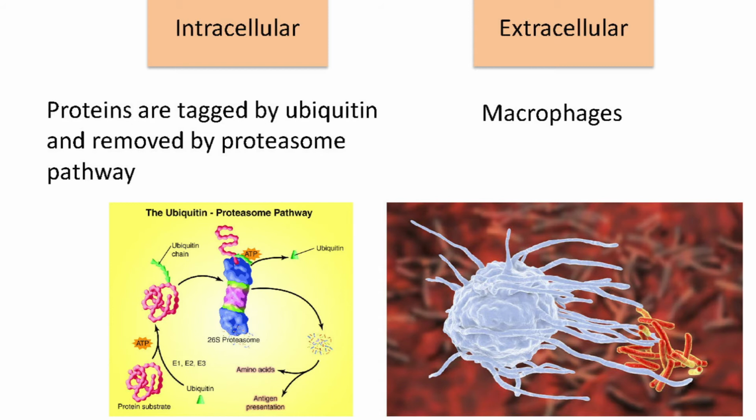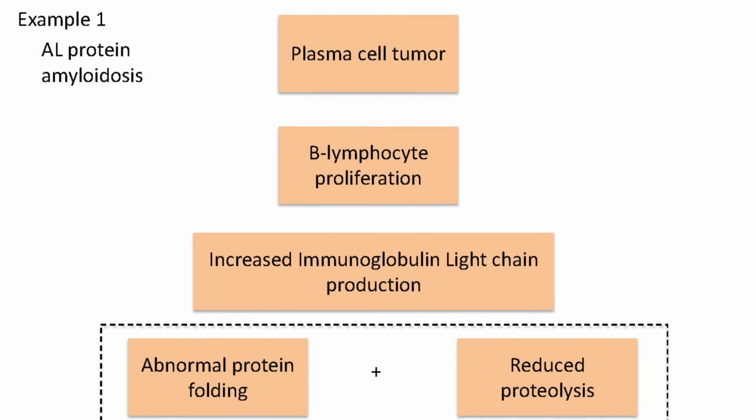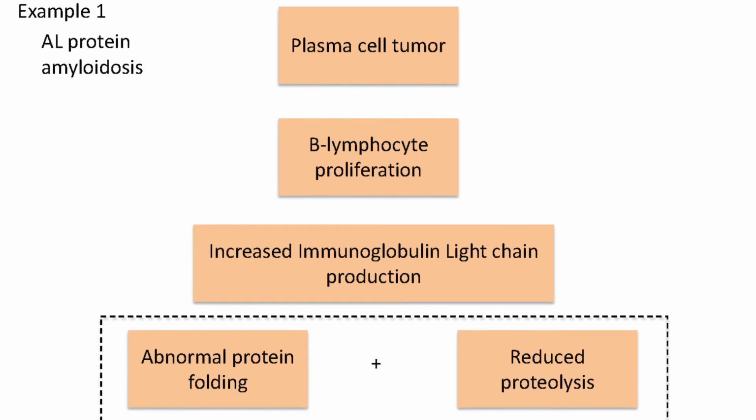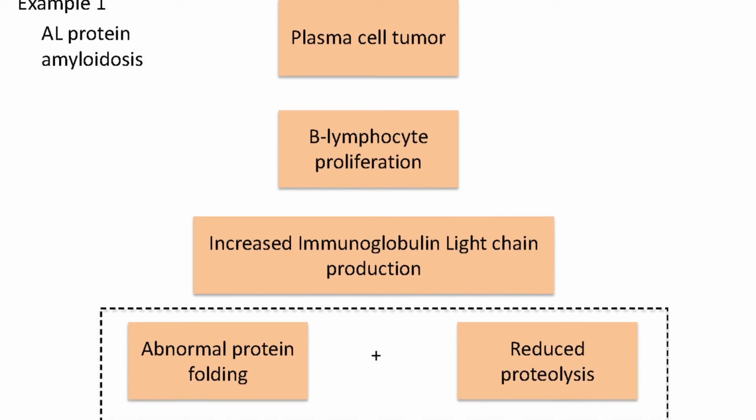The second way is that if the deposits are found outside the cell, then the system can recruit professional phagocytes like macrophage cells, which can come to the site and eat up these misfolded proteins. So these are the 2 quality control mechanisms adopted by the body in order to clear the misfolded proteins. Now, in certain conditions where the clearance or the degradation becomes difficult, that is when the amyloid deposition occurs.